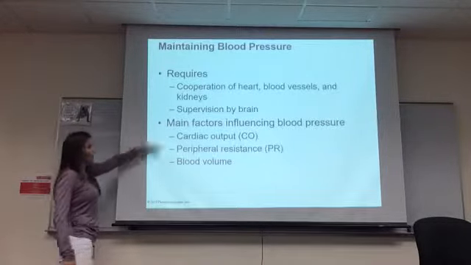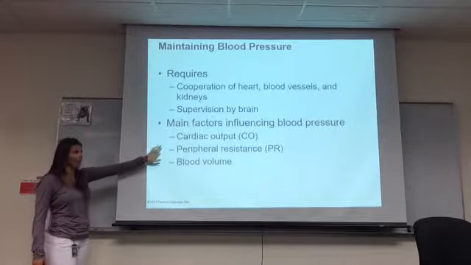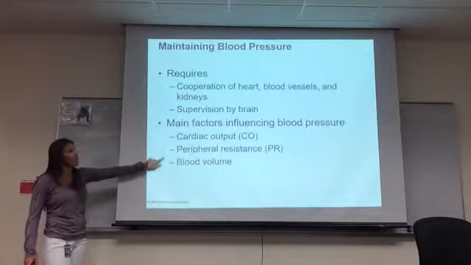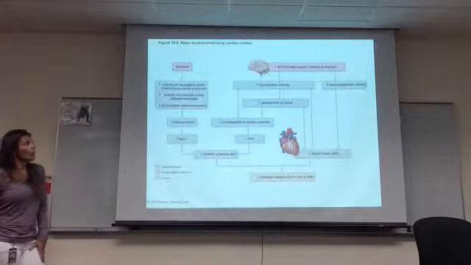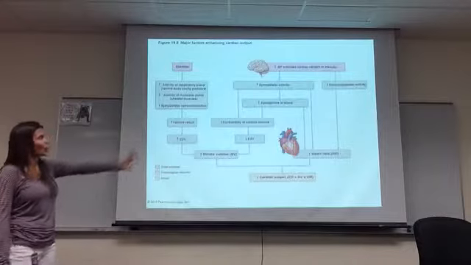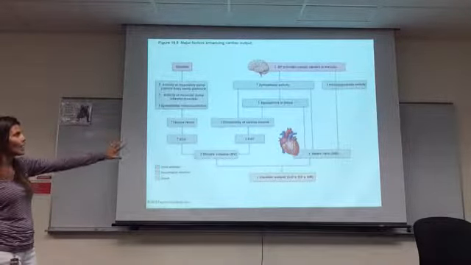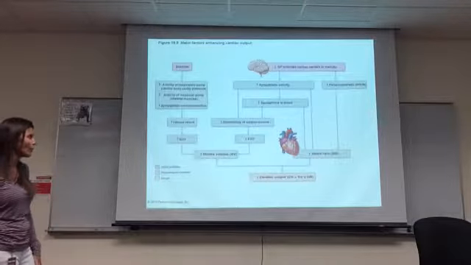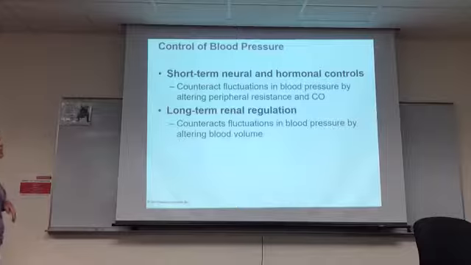Okay? So main factors influencing blood pressure: cardiac output, which we discussed in a previous lecture; peripheral resistance was this lecture, as well as blood volume. Here it's kind of showing you how sympathetic and parasympathetic activity increase or decrease blood flow. Okay? So you can read through that if you would like.